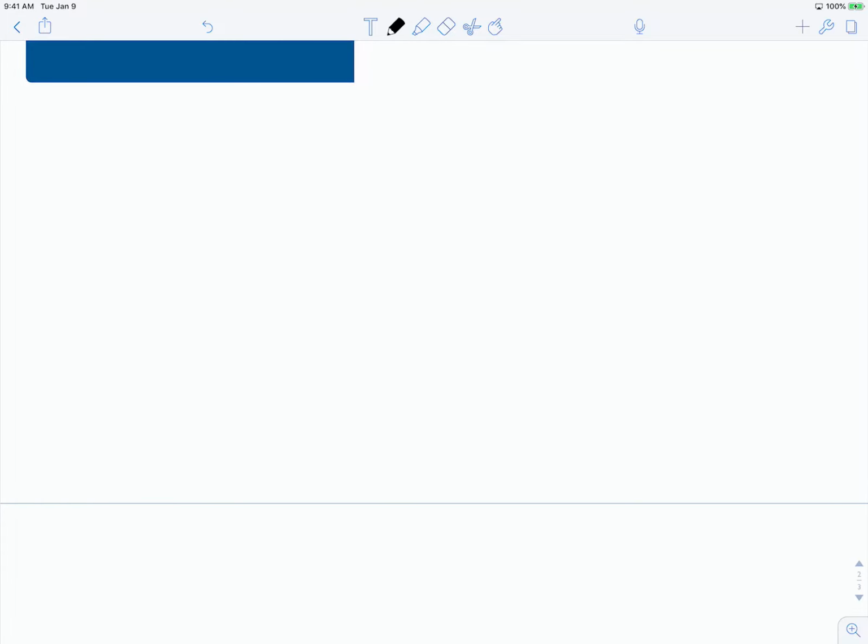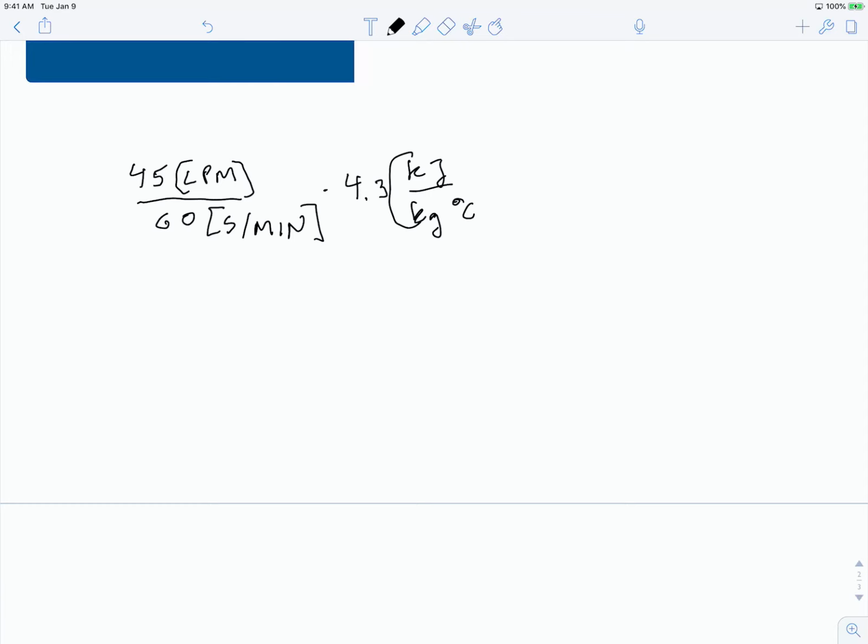It's simple. We have 45 liters per minute, and we divide this by 60 seconds per minute to get the rate in kilos per second, and then we multiply by 4.3 kilojoules per kilogram and degree centigrade, and then we multiply by the 20 degrees centigrade that we need to raise the stream by, and that comes out to 64.5 kilowatts.